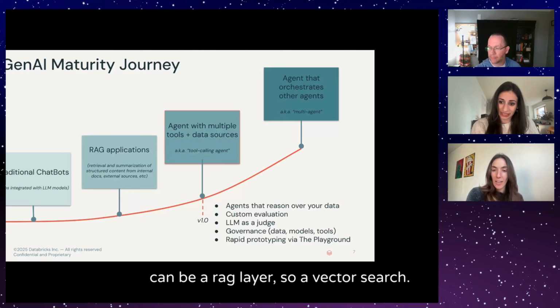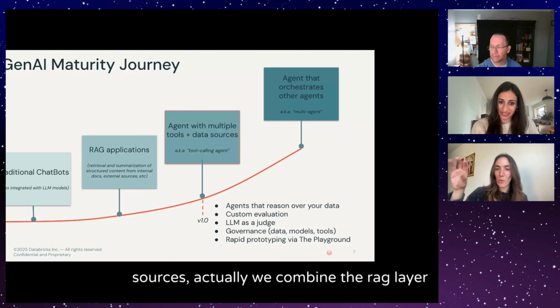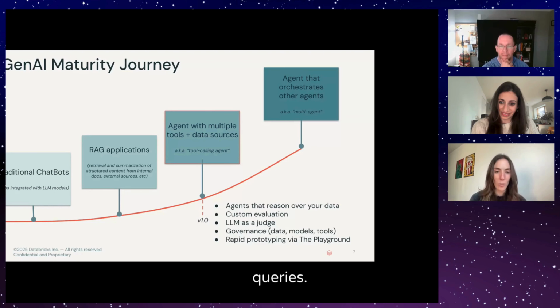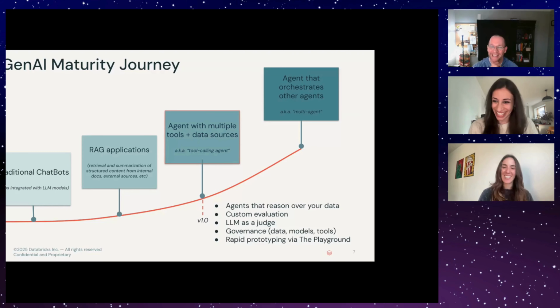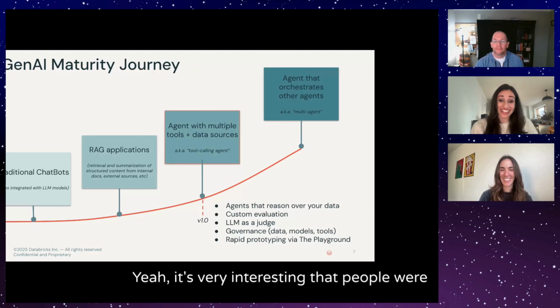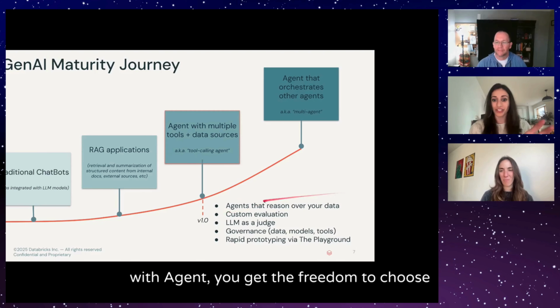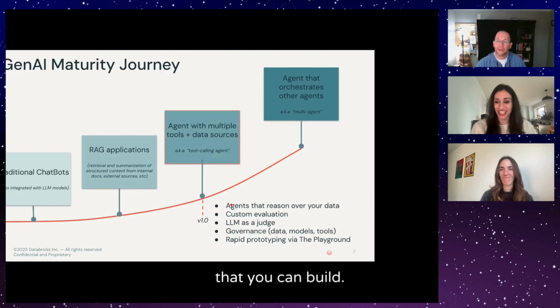one of these tools that we just described actually can be a RAG layer, so a vector search. So in your agent with multiple tools and sources, actually we combine the RAG layer plus all the structured access to structured data with queries. Yes, right. Exactly. I was going to say exactly the same. Same mind. It's very interesting that people were starting to experiment with RAG, and that now with agents you get the freedom to choose whatever tool is best for the task at hand.